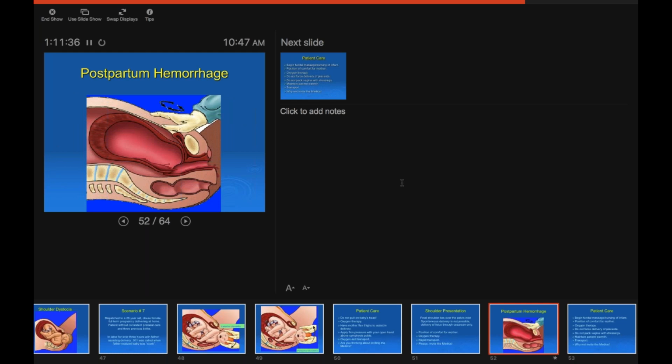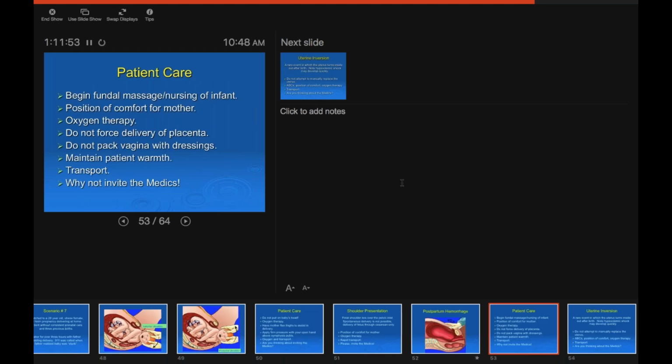Postpartum hemorrhage. As you can see, if we have postpartum hemorrhage, we're going to place a hand on top of the uterus, apply pressure and rotate the hand in a counterclockwise motion to hopefully control the vaginal bleeding. Please do not force delivery of the placenta. Do not pack the vagina with dressings. That also means do not pull on the umbilical cord to pull the placenta out. It will deliver on its own when it is ready, or they have to go in and remove it surgically at the hospital.